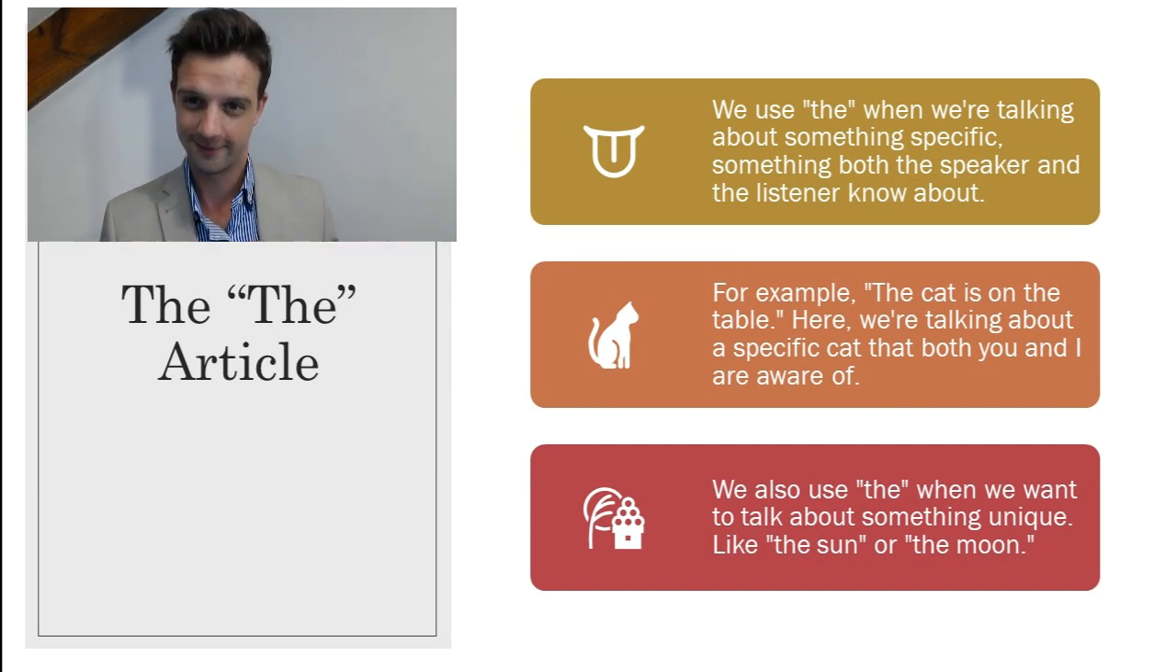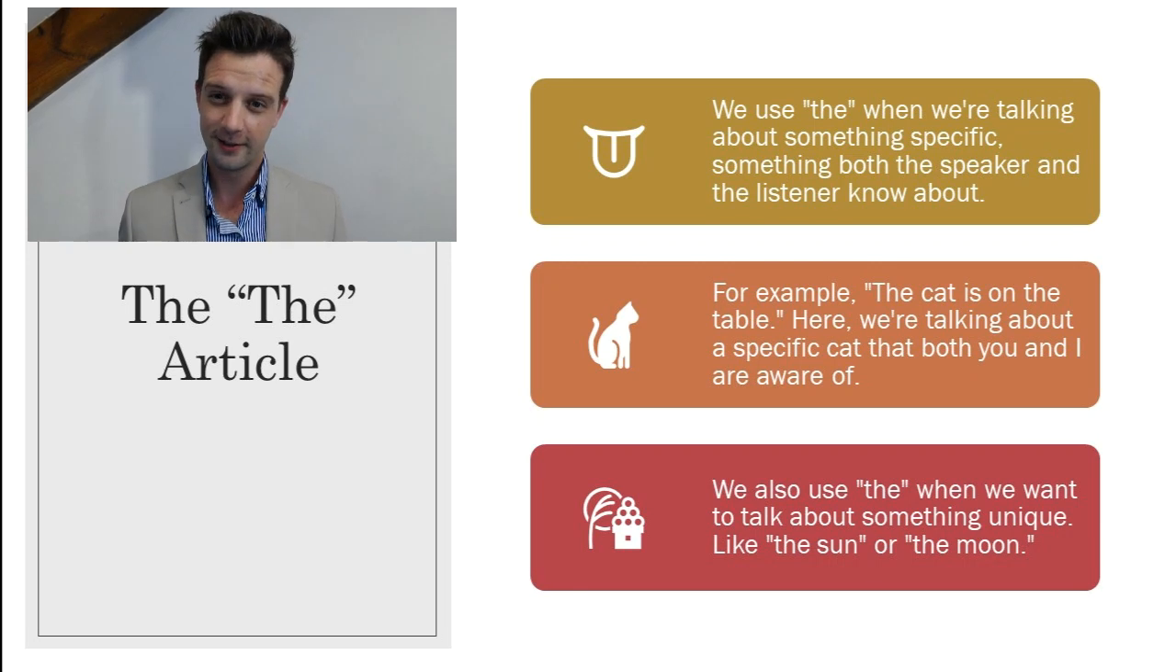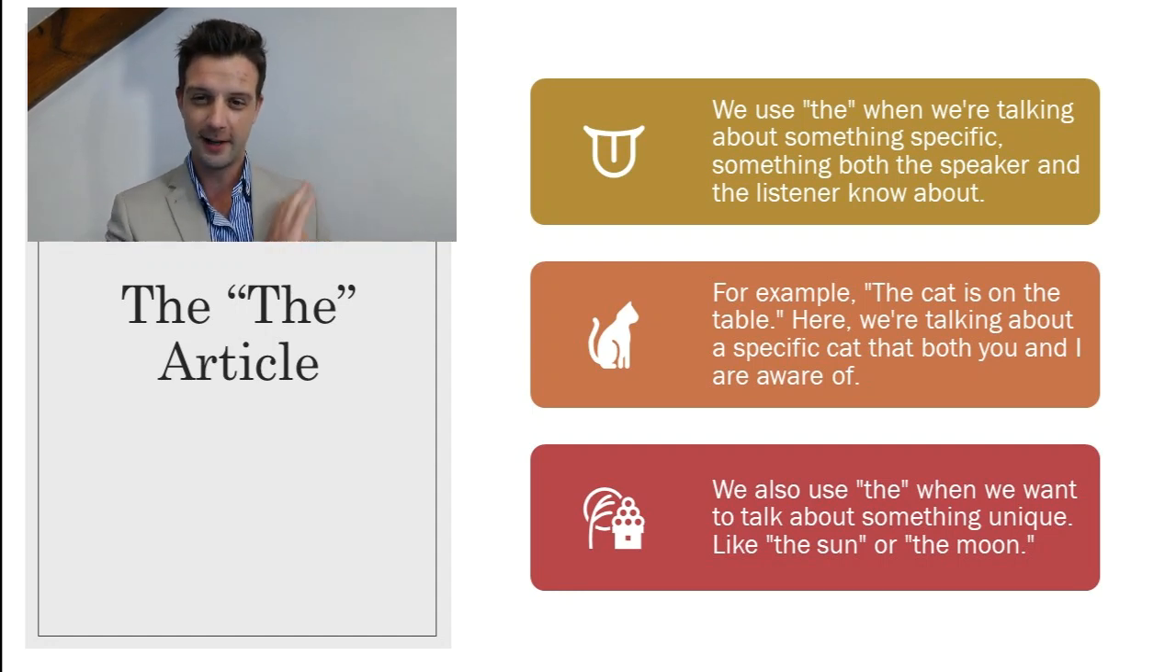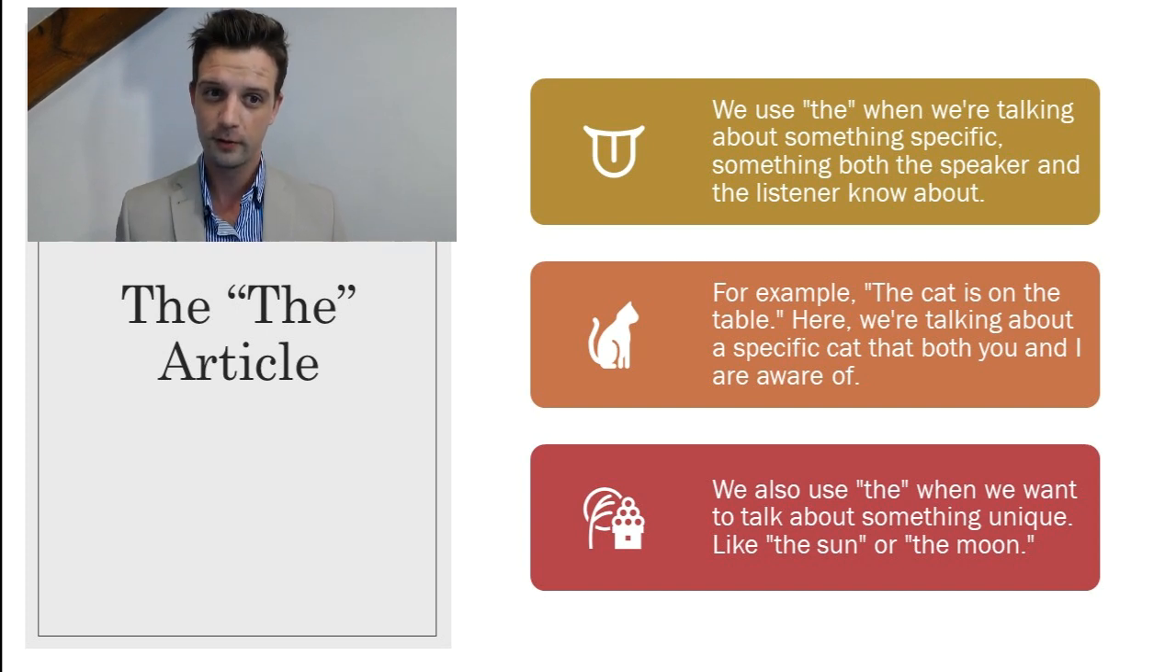My cat. Okay, instead of a cat is on the table. So you can see these articles give us more information about the noun, just like we said in the beginning. They tell us a little bit more. Hey, it's the cat that you know about, that I know about, or the one that we spoke about earlier, or a cat. General cat. We don't know whose cat it is. It's just a cat. Okay?